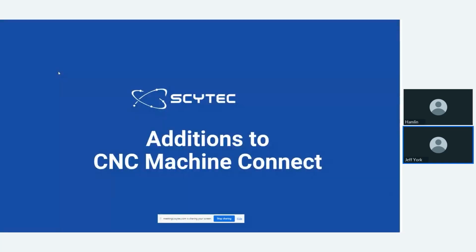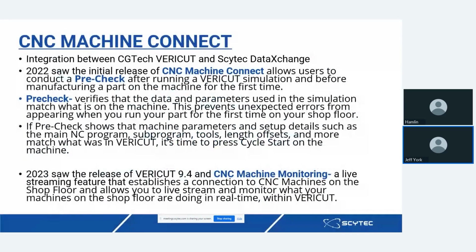Next, I'm going to discuss the additions to CNC Machine Connect that the year 2023 saw. And for those of you that don't know, CNC Machine Connect is the integration between Scytec DataXchange and Scytec Vericut. And last year in 2022, we saw the initial release of CNC Machine Connect that allowed users to conduct a pre-check. Pre-check is a module that after running a Vericut simulation and before manufacturing a part for the first time, you can verify that the data and parameters used in that simulation match what is on your machine.